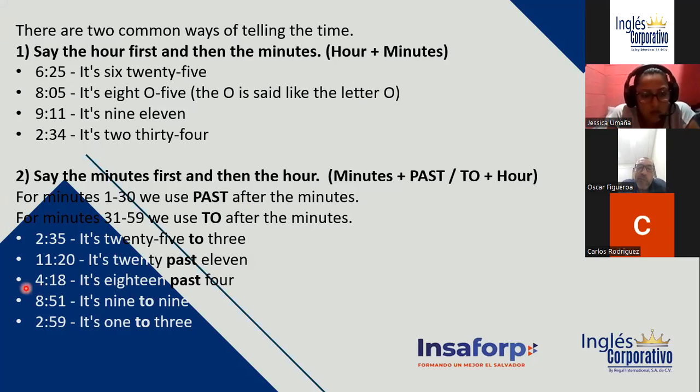Now, 4:18. Seguimos todavía con del minuto 1 al 30. Solo han pasado 18. Entonces decimos los minutos más la palabra past y luego la hora. So we say it's 18 past 4. Son 18 minutos pasadas las 4.